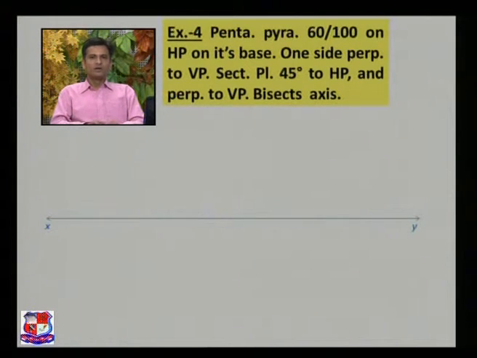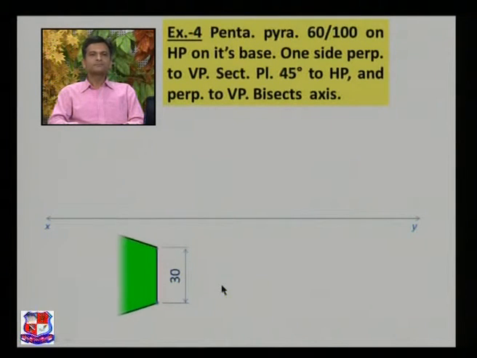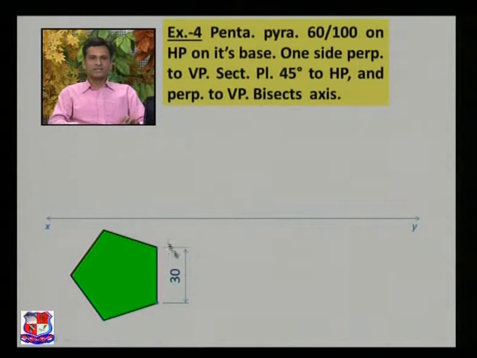So first of all, draw the XY line and draw one side which is perpendicular to the XY line. This length is 30 mm if the dimension is 30. Sorry, here 60 should be there. Instead of 30 you should write 60. Then draw a pentagon in such a way that this line becomes the base. Then name the endpoints A, B, C, D and E.